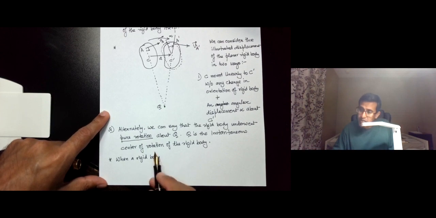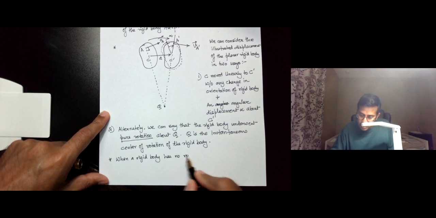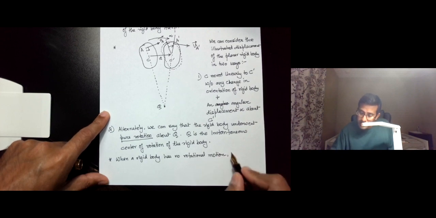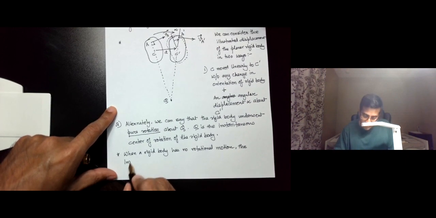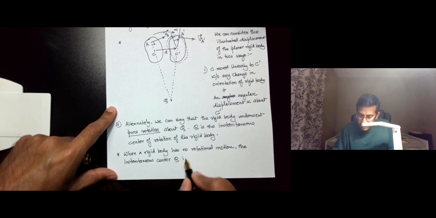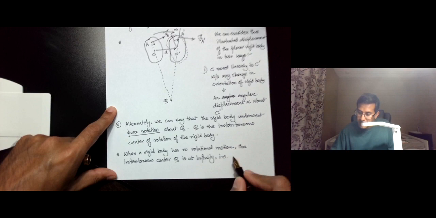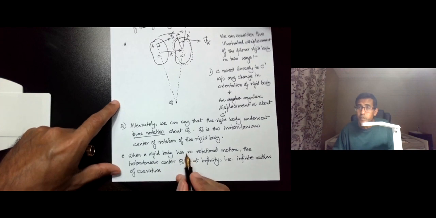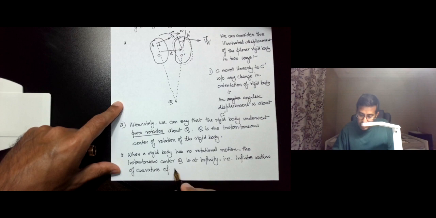So the corollary is that when a rigid body has no rotational motion, so the motion is purely translational, the instantaneous center Q is at infinity, i.e., an infinite radius of curvature of the pure rotation path.